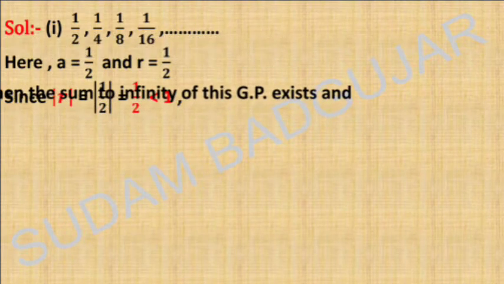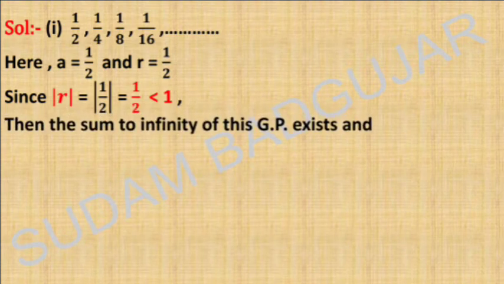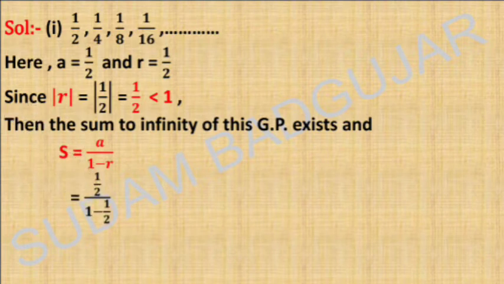Hence, the sum to infinity of GP exists and is nothing but S is equal to A upon 1 minus R. So you have to substitute both the values here. Half upon 1 minus half. What is the value of 1 minus half? 1 minus half is again half. Half upon half is 1. The final answer is 1.